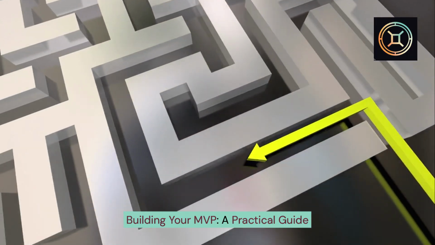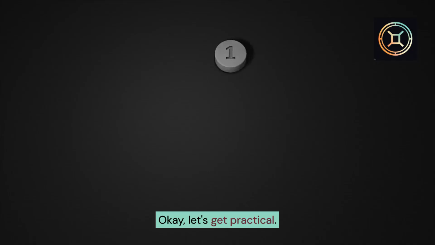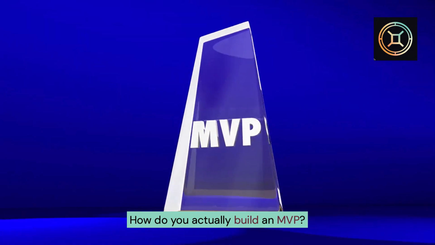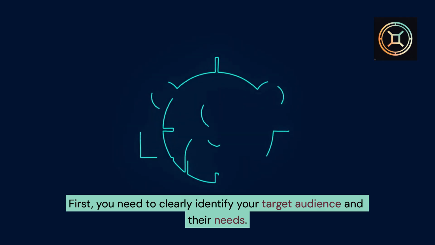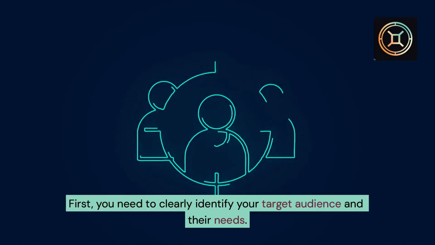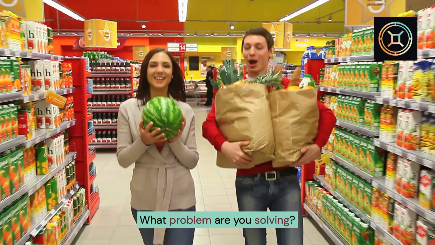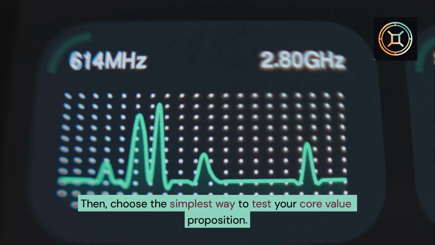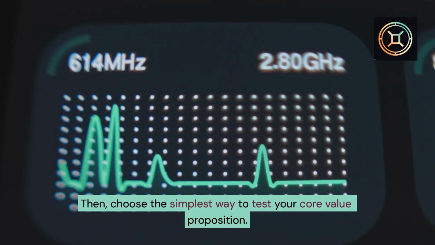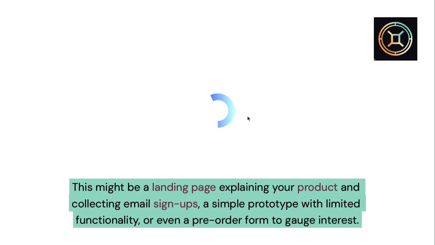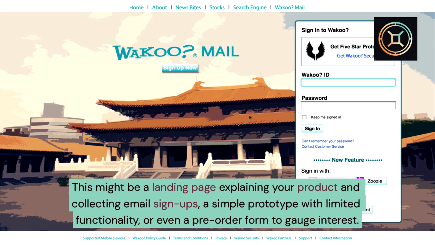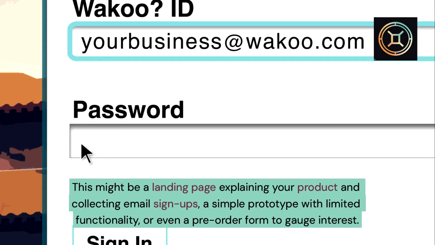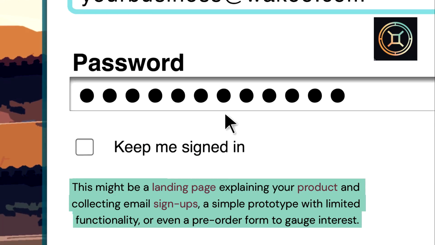Building your MVP, a practical guide. Okay, let's get practical. How do you actually build an MVP? First, you need to clearly identify your target audience and their needs. Who are you building this for? What problem are you solving? What are their pain points? Then, choose the simplest way to test your core value proposition. This might be a landing page explaining your product and collecting email signups, a simple prototype with limited functionality, or even a pre-order form to gauge interest.